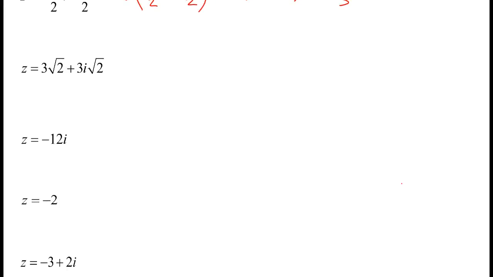3√2 plus 3i√2. So I'm going to start with the same strategy I did before. I'm going to factor out a 3. That leaves me with √2 plus i√2. And unfortunately right here, the radius of the circle that these points would be on is not 1. In order to get it equal to 1, think of values on the unit circle that have √2 in them. The ones that come to mind for me are √2/2 and then √2/2.